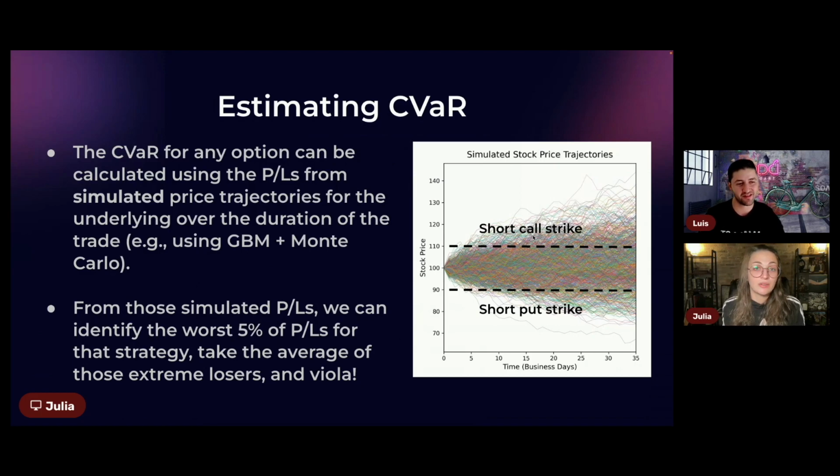Basically, if I want to calculate the CVaR of an option, I have the prices of my options, but I don't have the options' historical data. I can take the characteristics of my stock, like the volatility and the average return, all that kind of stuff, and I can simulate different prices and different price outcomes over the duration of the trade. Using those simulated price trajectories, which I can do using Brownian motion in Monte Carlo, I can calculate what the worst 5% of P&Ls are by expiration for this particular strategy. You just take the average of those extreme losses, the weighted average, and then voila, you have a CVaR.